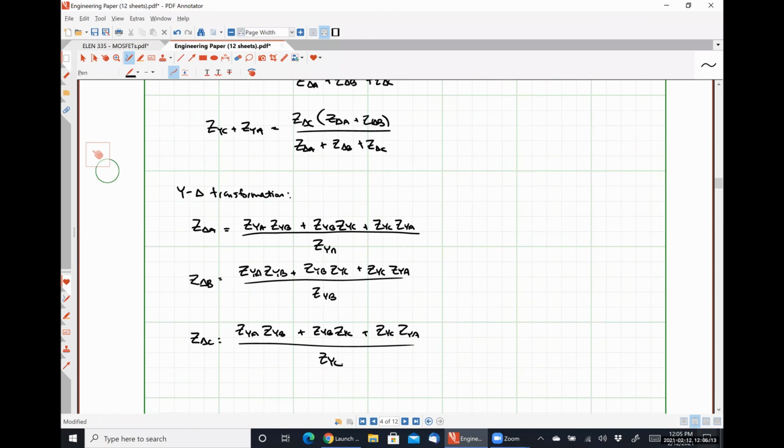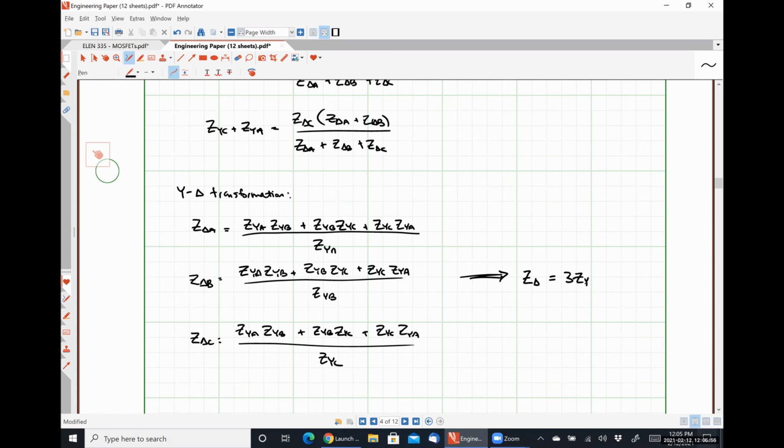All right, so that's a lot of junk to remember. But we have a balanced load. That's the whole purpose of this. So in a balanced load, ZYA is exactly equal to ZYB is exactly equal to ZYC. So what does this reduce to? So I have 3 ZY squared divided by ZY is just 3 ZY. So Z delta is equal to simply 3 ZY.